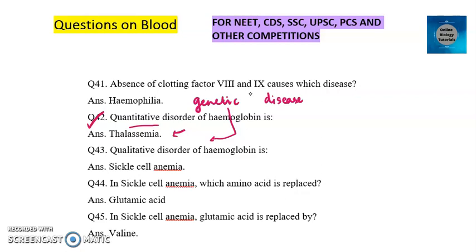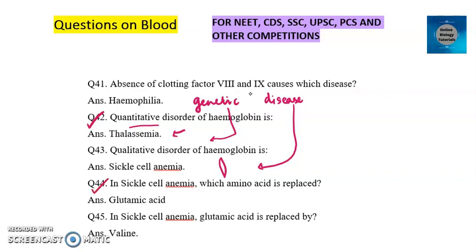Question number 43 is asking qualitative disorder of hemoglobin. So it is sickle cell anemia, in which RBCs become sickle shaped, and these may clog the blood vessels, right? Anemia and sickle cell anemia are two different diseases. Generally, anemia occurs due to iron deficiency, but sickle cell anemia is again a genetic disease, non-curable, in which RBCs become sickle shaped and the oxygen carrying capacity of a person is very, very low.